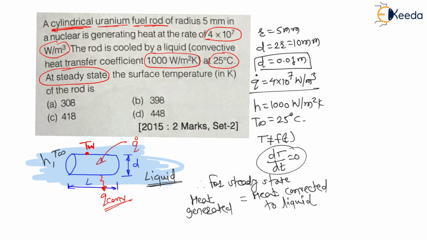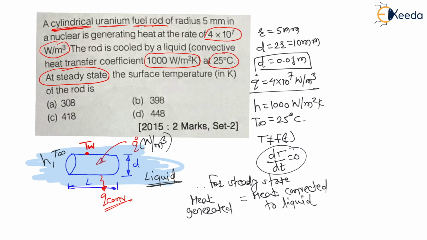Now let us understand the heat generated. Here the uniform heat generation rate in watt per meter cube is given. This q dot is nothing but watt per meter cube, meaning it is heat generated per unit volume. So if I multiply this uniform heat generation rate q dot with volume, then I will get the heat generated, right? And the heat convected, we know, is hA delta T, that is hA (T wall minus T infinity), right?